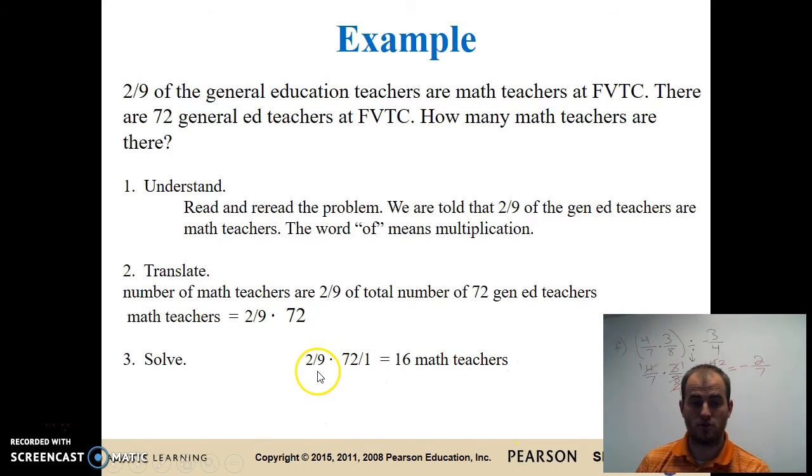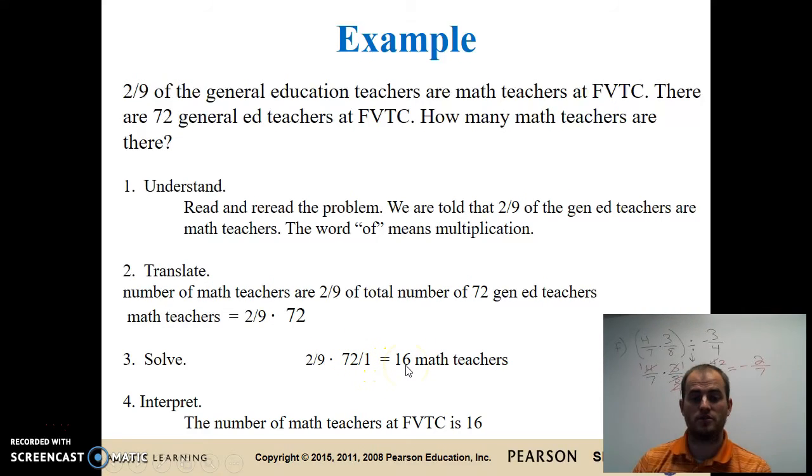The 9 would reduce to 1. The 72 would reduce to 8. So you have 2 times 8 over 1 times 1, which would give us 16 over 1, which means there are 16 math teachers at FVTC. Does that make sense? If 2/9 of the 72 teachers gives us 16, that sounds about right, I think. Okay, so just remember the word of means times.